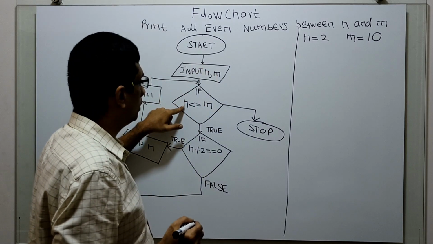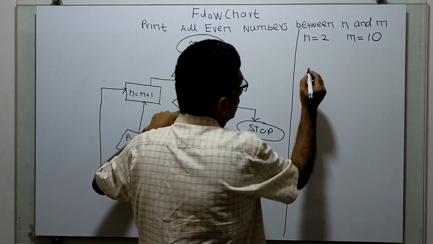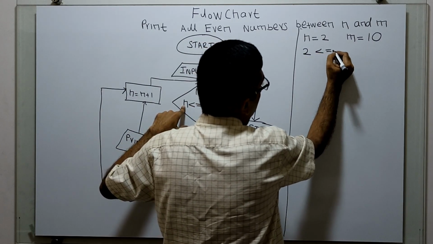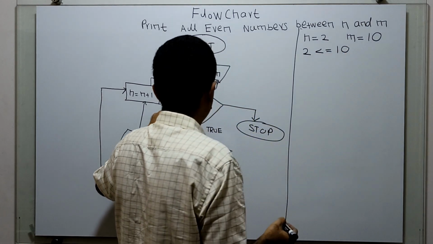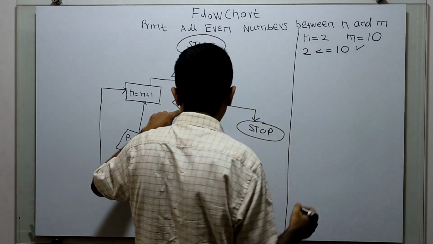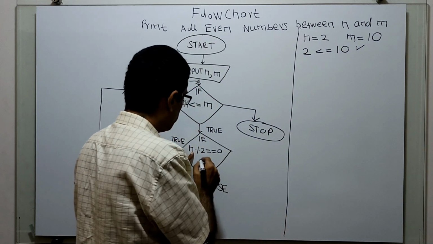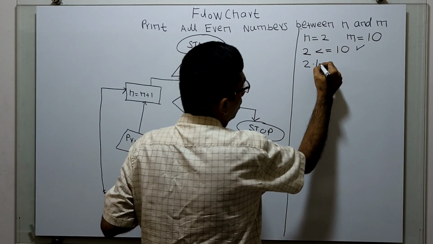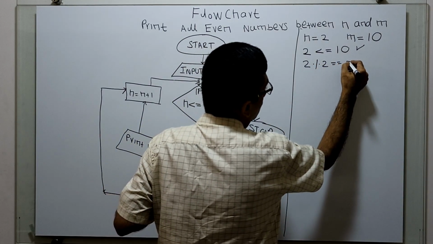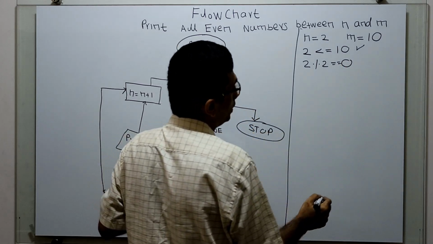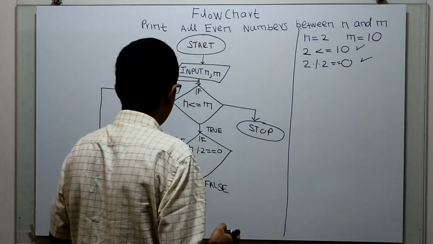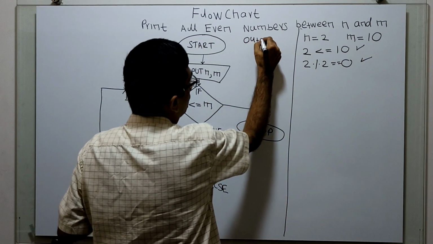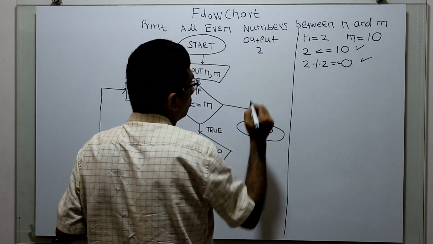It will check n less than or equal to m. That means 2 less than or equal to 10. This condition is true, and it checks n modulo 2 equal to 0. That means 2 modulo 2 equal to 0. So the condition is true, and we print the number. I will write the output here. So first it prints 2.